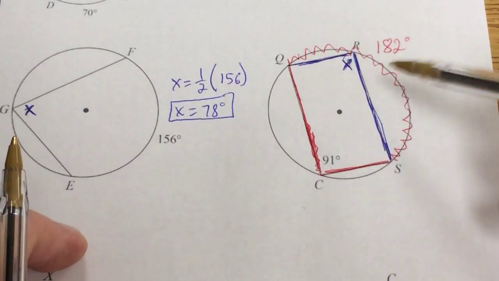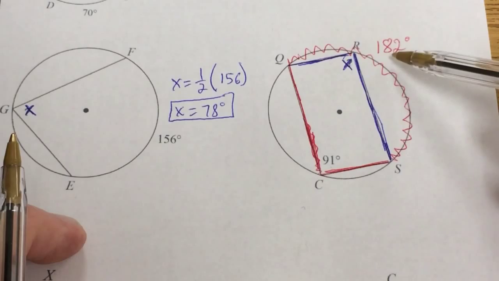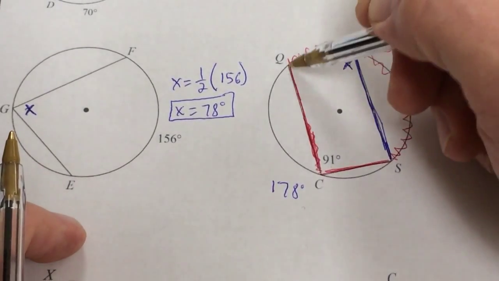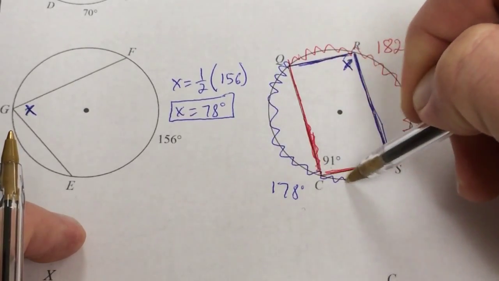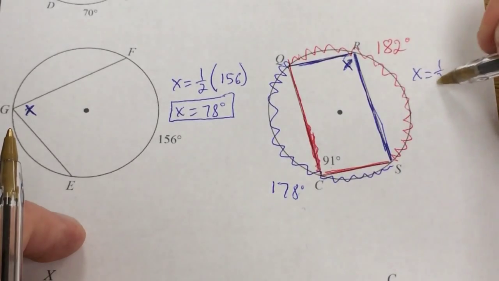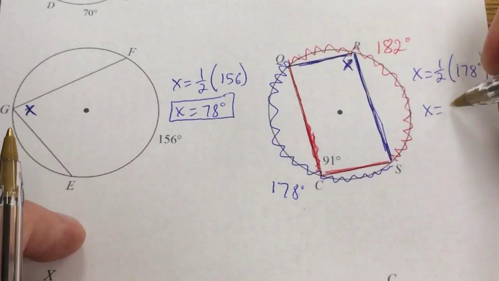Well, I can take into account that all of the circle is 360. If this piece is 182, 360 minus 182 is going to give me 178. And that's for my arc QCS. All right, and then I can solve for X. I know X is going to be equal to 1/2 of 178 degrees, and that's going to be 89 degrees.